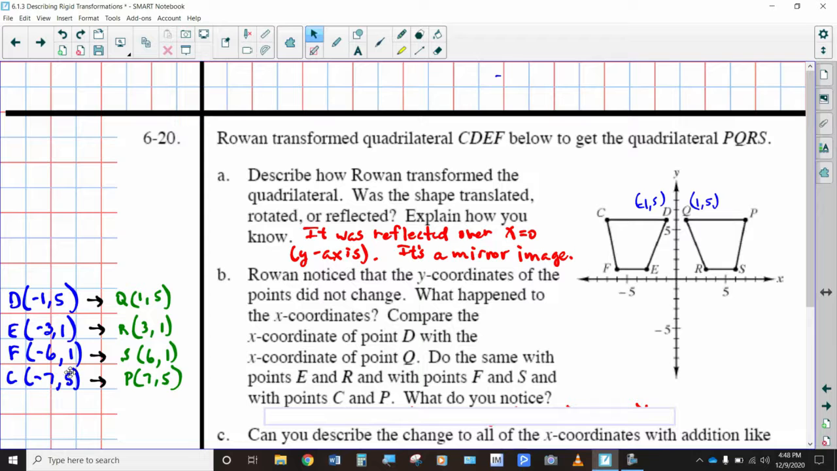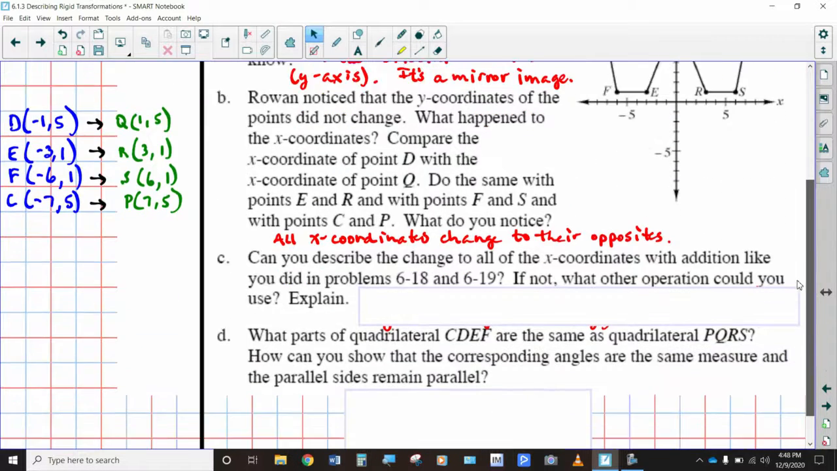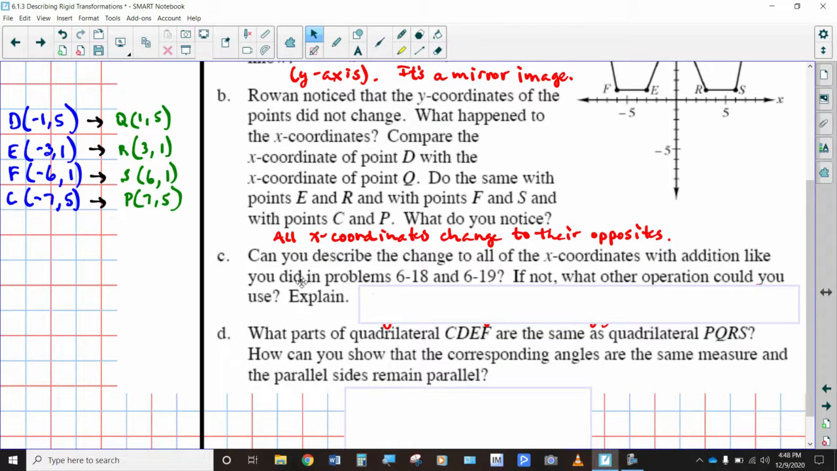So I think what we've got going on here is every single x coordinate is changing to its opposite, where the y coordinates are staying the same. So can you describe the changes to all the x coordinates with addition like we did in the previous problems with translations? And the answer is no, you can't.